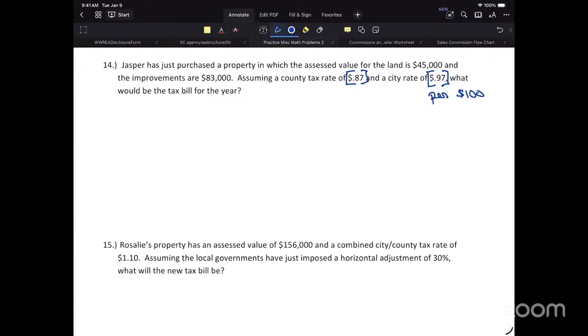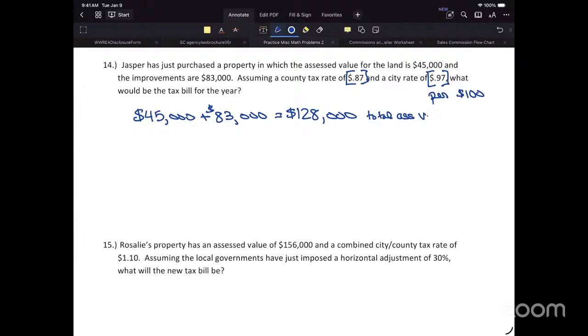So in North Carolina, I'm trying to remember because it's been a little bit. Do the improvements get taxed too, or just the land? Both get taxed. So what we can do is add the 45,000 plus the 83,000 because you're going to be taxed on both. So 45 plus 83 is 80. This might be a good vocabulary word to talk about too. Remember, the improvements are the things on top of the land, right? So your house, your barn, all that stuff. Exactly. So that's our total assessed value.